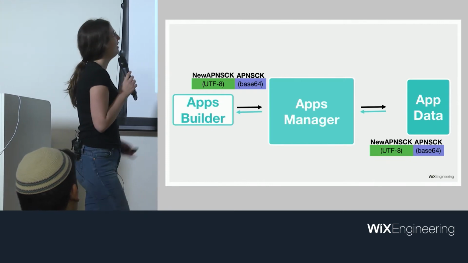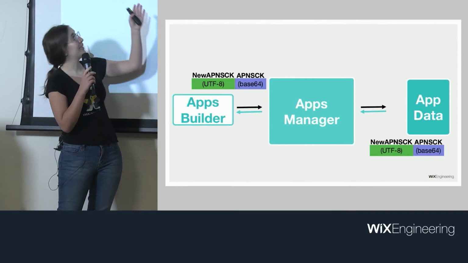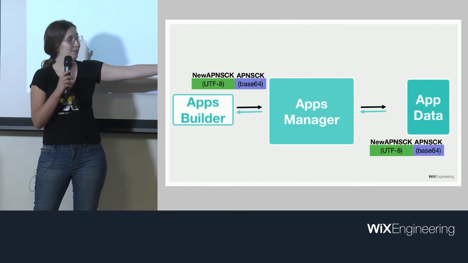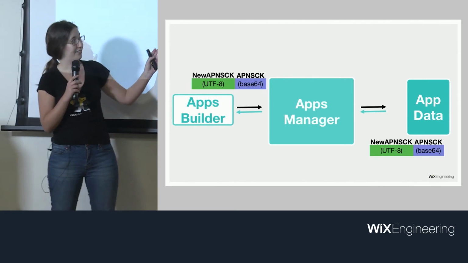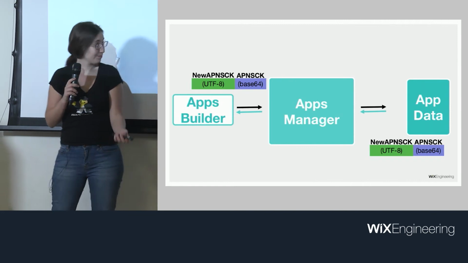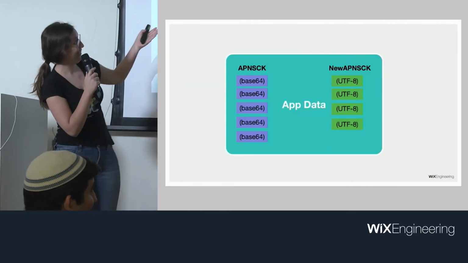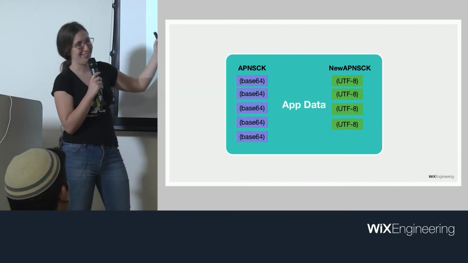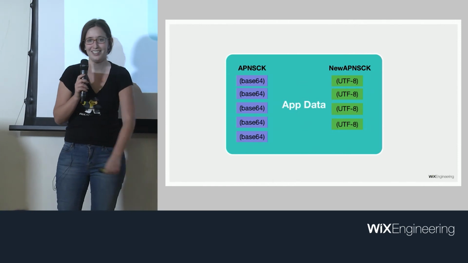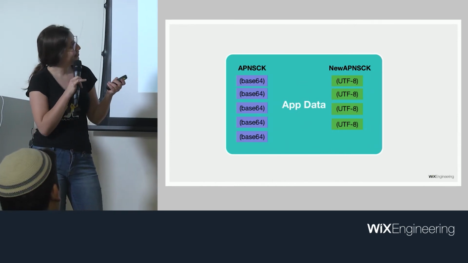And the new certificate key actually saves the data in UTF-8, and we get the data from the apps builder in UTF-8, and we save it in the apps data in UTF-8, the new certificate key, and the old certificate key in base 64. So our database actually looks like this. We have the old certificate key in base 64 and the new certificate key in UTF-8, and everything is ordered because there are different columns, and that's nice.